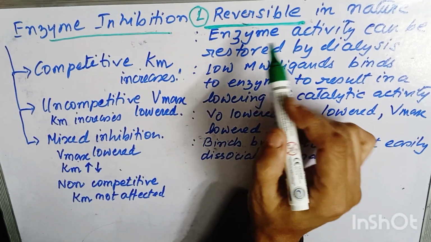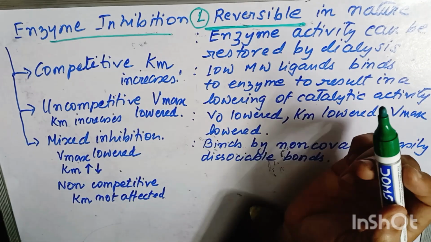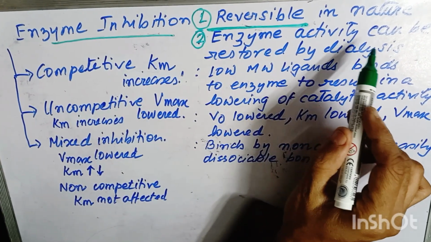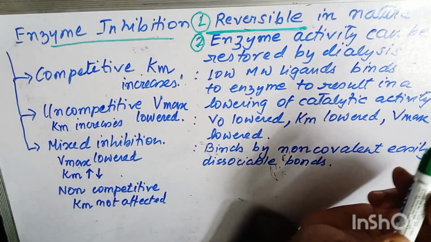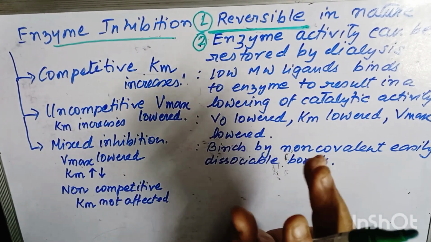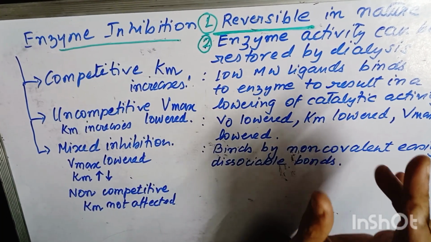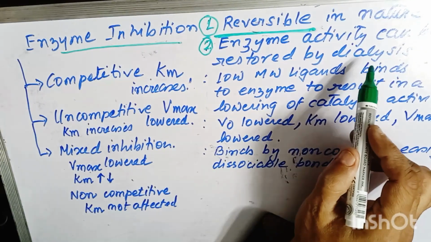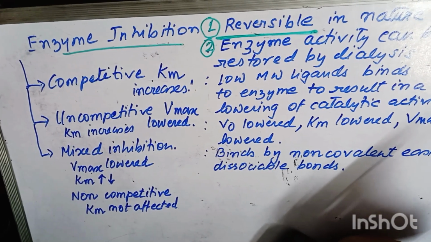While we say that it's reversible in nature, it means the inhibitor is loosely bound to the enzyme. As I noted in the second point, the enzymic activity can be restored by dialysis. What is dialysis? With a membrane, we put the enzymes with the enzyme-bound inhibitors in a solution, and the inhibitors, being small molecules, get out through the membrane pores, while the enzymes, being bigger protein molecules, remain within the membrane. So when we dialyze the inhibitor-bound enzyme, the inhibition is lost; the inhibitor detaches from the enzyme.